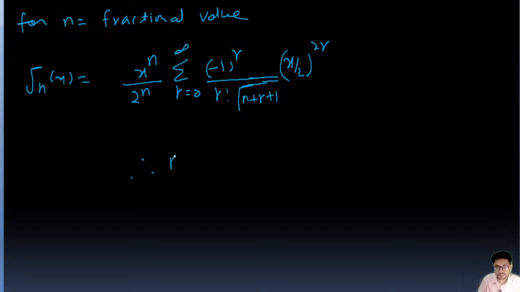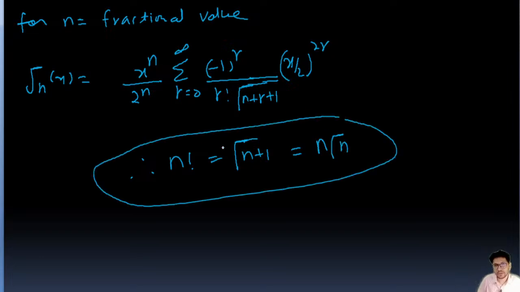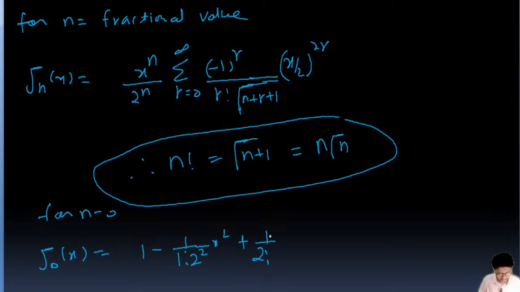Here n factorial is equal to gamma (n plus 1), and gamma (n plus 1) is n gamma n. This we know. So this is also very important, guys: if n is fractional, then J_n(x) is given by this series. And for n equal to 0, the value of J_0(x) is 1 minus x squared upon 2 squared plus x to the power 4 upon 2 factorial 2 to the power 5, and so on. This is the value of J naught x.